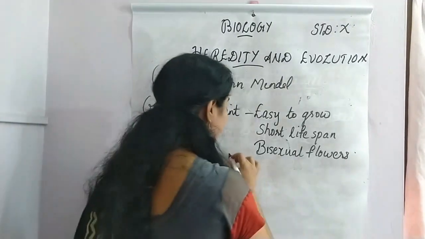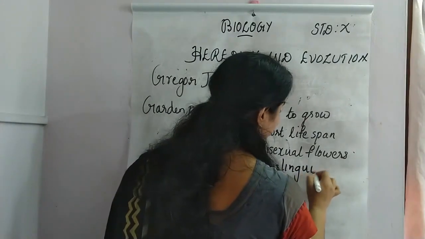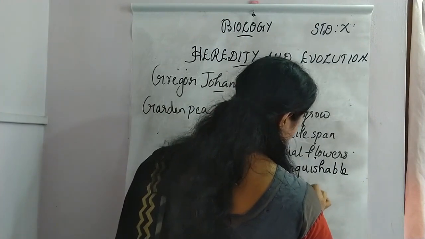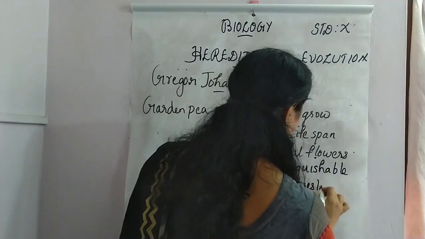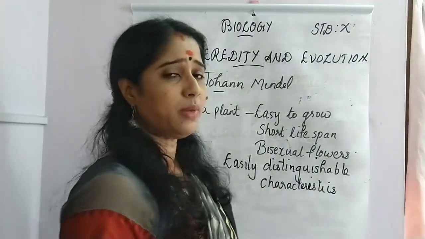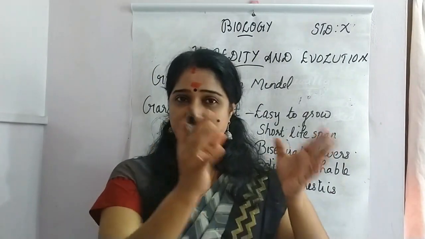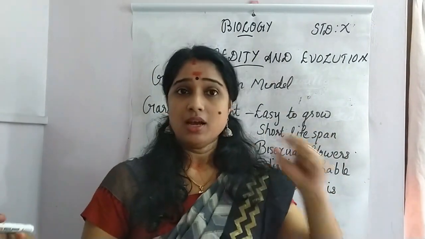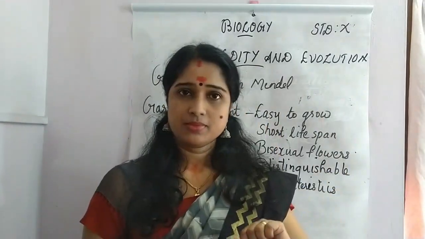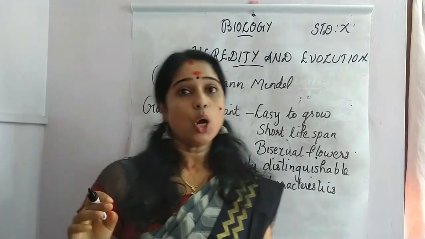Last one, easily distinguishable characteristics. Who can tell me what is meant by easily distinguishable characteristics? Characters of the plant that can be easily differentiated. And 7 distinguishable characteristics are there for this pea plant. 7 types of easily distinct, contrasting characters, each with another one that is the opposite of it.